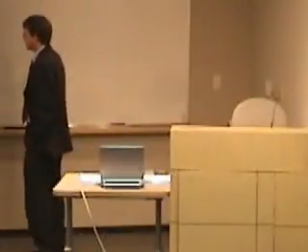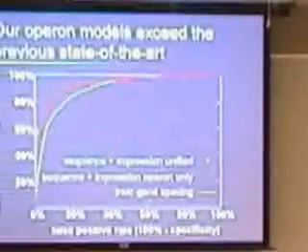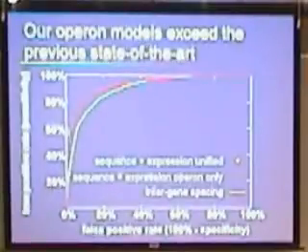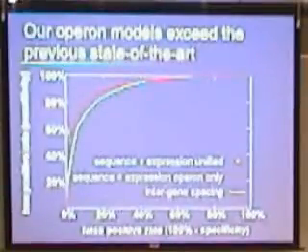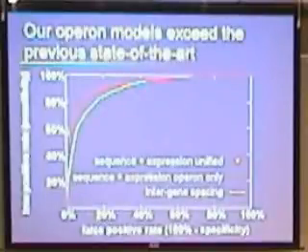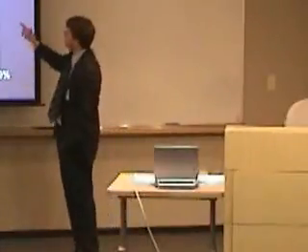On the x-axis, we have the false positive rate. That's the probability that something that is actually false is incorrectly labeled as true, so we want that to be 0. On the y-axis, we have the true positive rate, which gives the probability that something that's true is actually called true, so we want this to be 100%. Ideally, we're at 0, 100%. The intergene spacing is the green line. The sequence plus expression operon-only model is red, and our unified model is this yellow dot.